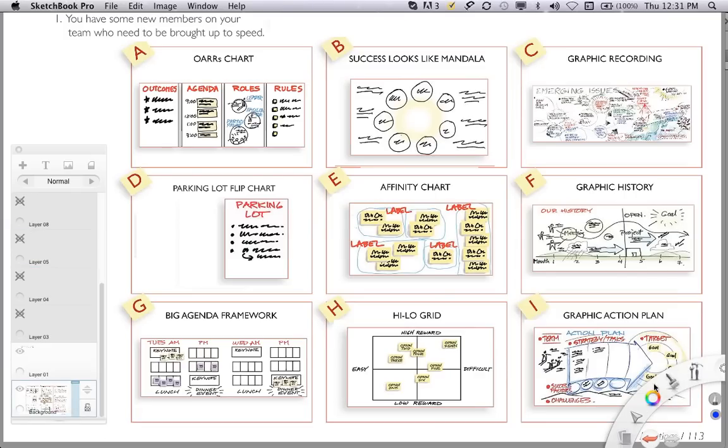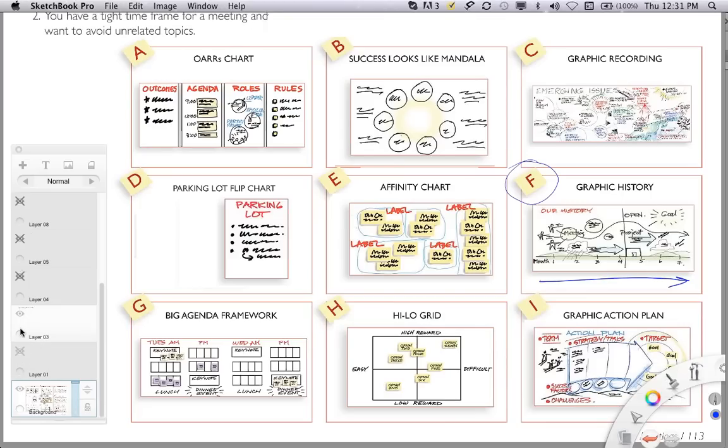where one of the simplest ways to bring people up to speed is to tell the story of how you got to be where you are. And just putting up a piece of paper, putting up a simple timeline, maybe using sticky notes to show where people joined, and then having people tell the story and not worry so much about the graphics, is one of the easiest ways to bring people up to speed.